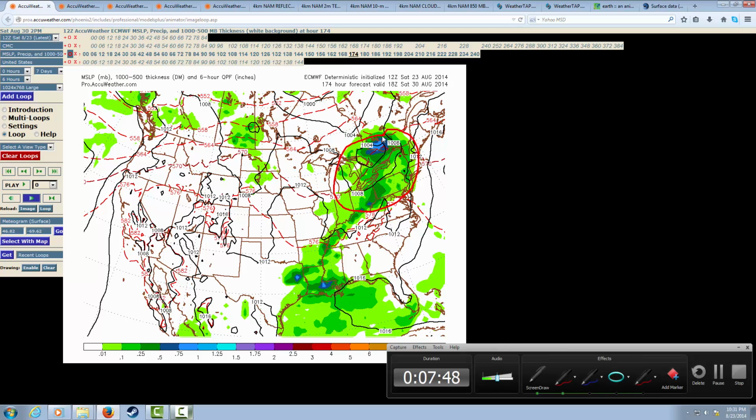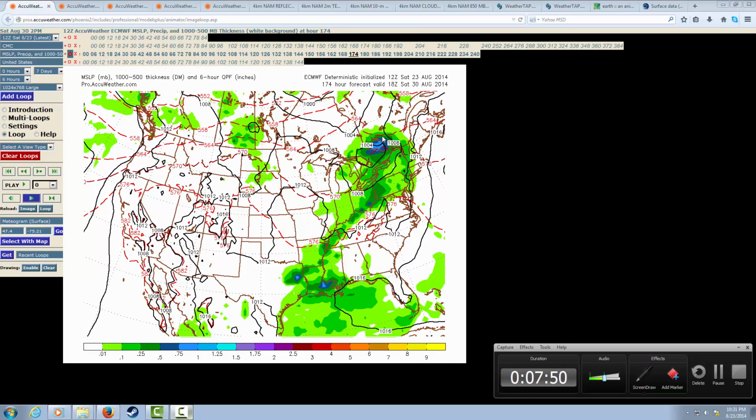But again, I wouldn't really look at this too closely quite yet, because this is for 18Z Saturday next week. So this is 174 hours out. I wouldn't really look at the forecast models after like 100 hours out, but it could get you on some trends.